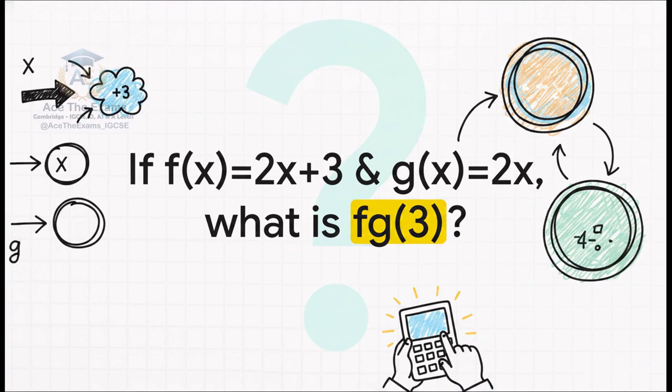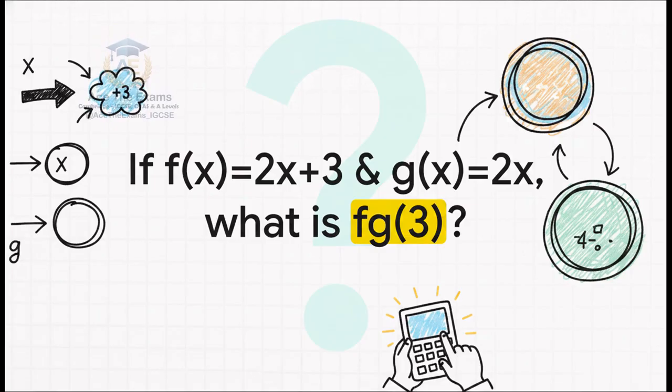Now it is time for the true test. I want you to imagine a 60-second timer on your screen right now. Here is your first data scan challenge, pulled straight from actual exam-style sources. We have function f, which doubles the input and adds 3. We have function g, which just doubles the input. The command asks, what is the numerical value of fg of 3?